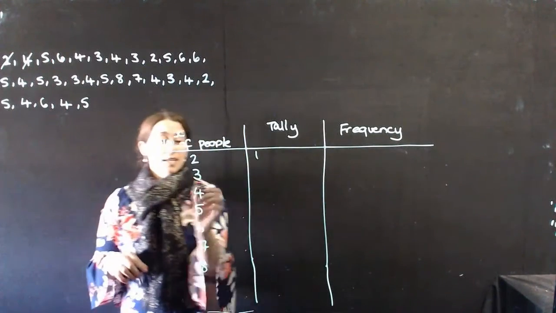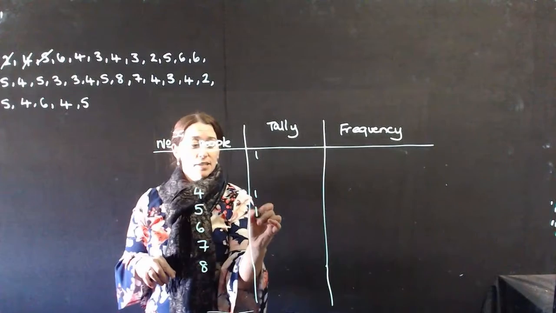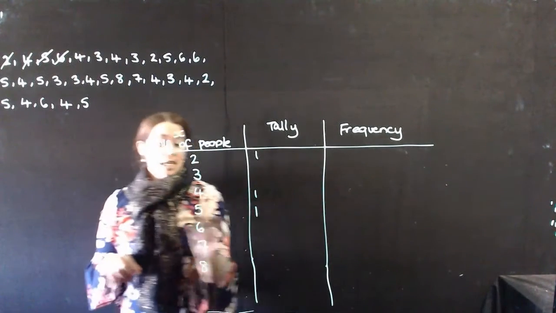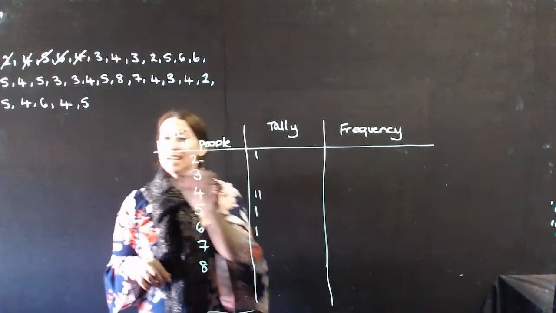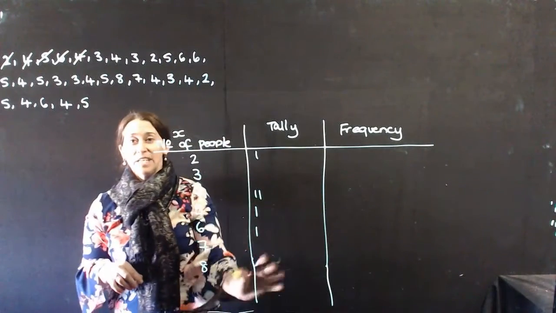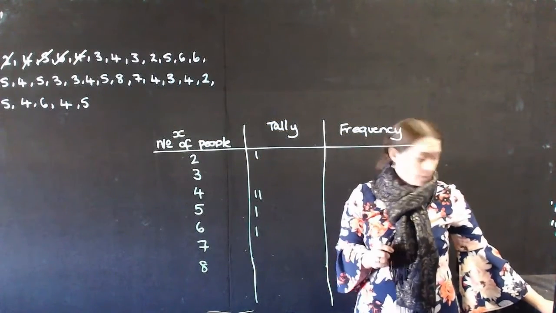So a 4 appears, so I'll put a tally there. A 5 appears, another one there. 6 appears there, and so on. So you can see I'm just going to keep crossing off the data and fill it in. I'll do that now. Just pause the video and you'll see it completed in a moment.